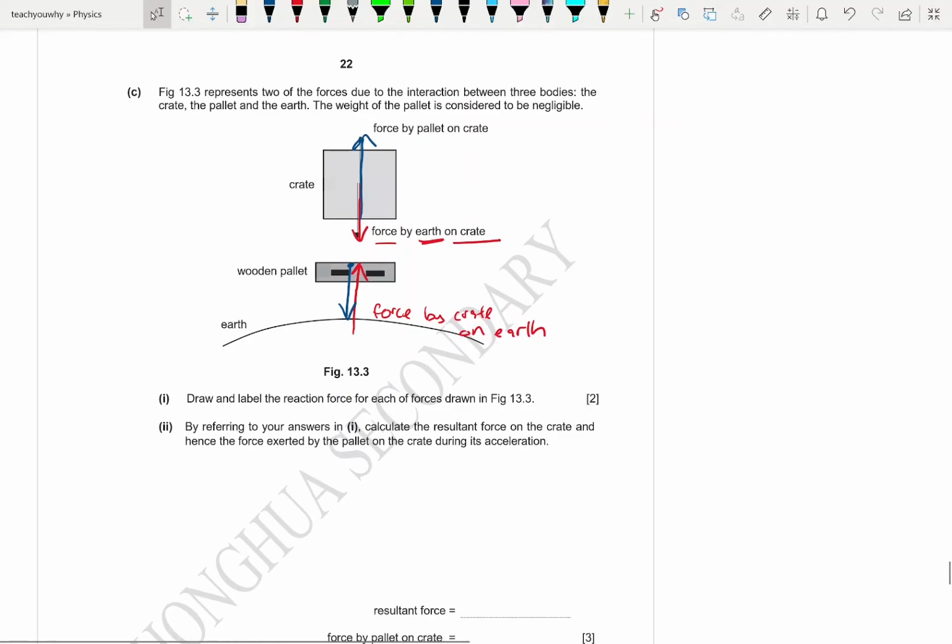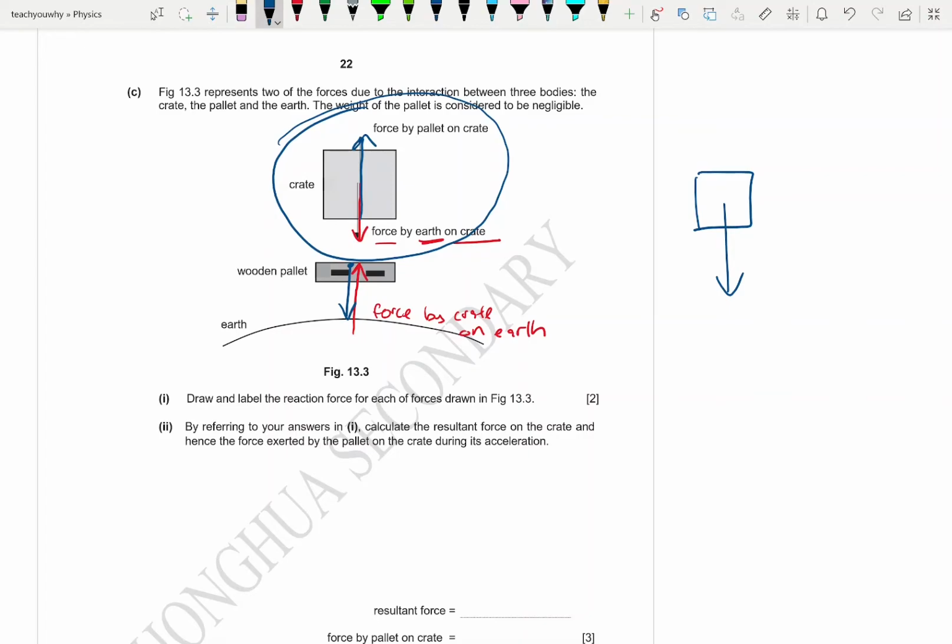Calculation, Part 1: resultant force on the crate. Okay, so we will use this as a free body diagram. So this is our free body diagram. We have the weight, and then we have the pallet here. Calculate the resultant force on the crate, and hence the force exerted by the forklift during its acceleration.